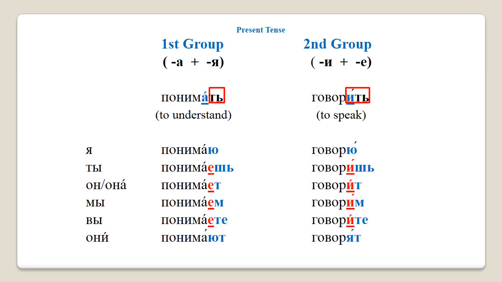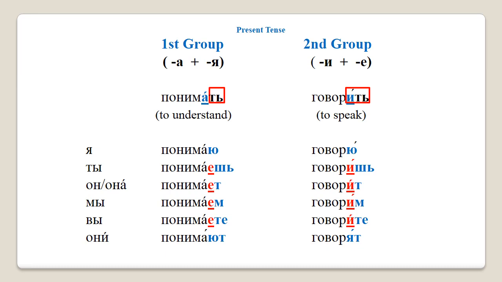These forms listed here are in the present tense. If a verb has either a or ya in front of its infinitive ending, it will generally belong to the first group or conjugation. If it has I or ye in front of its infinitive ending, it will generally belong to the second conjugation. There will be some exceptions, but we're not going to concern ourselves with these for now.